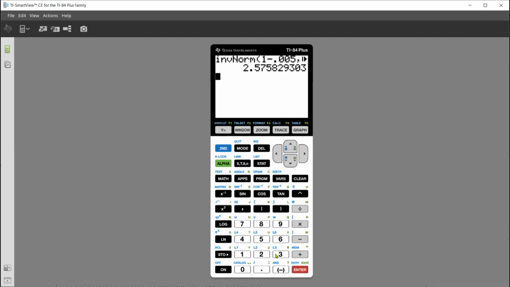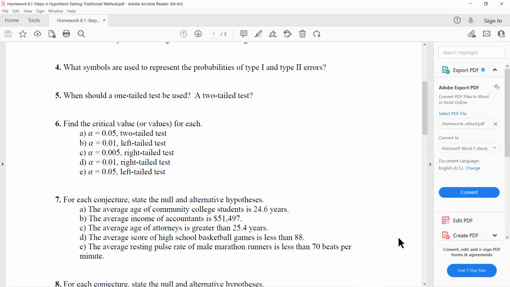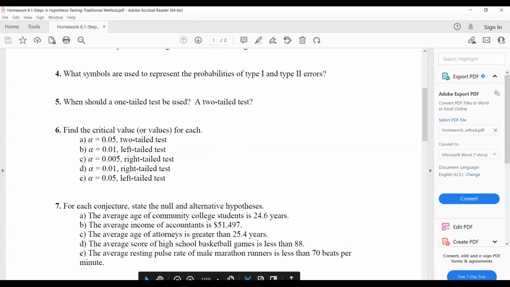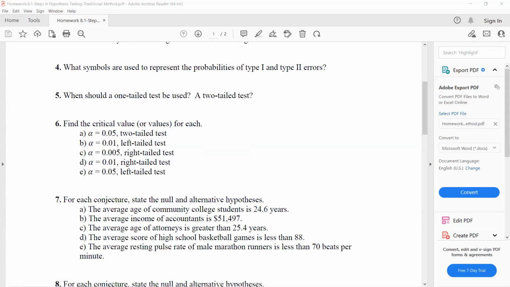I got a question. Yes. On B, is it negative 2.58 or negative 2.33? Hold on. Let me check. On B, you said? Yes. 0.01 left tail. It should be negative because it's a left tail. So let's see. 0.01 in the left tail is going to be, hold on. This is second distribution, inverse norm 3. And if we're doing left tail, we don't have to subtract from 1. We're just going to have 0.01.